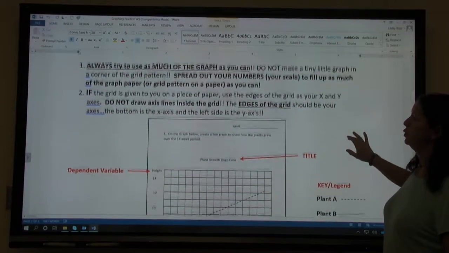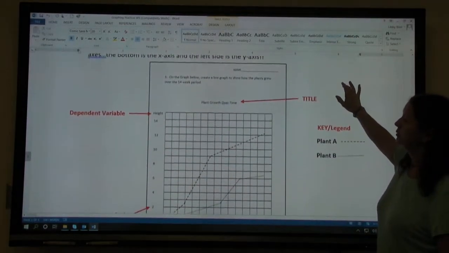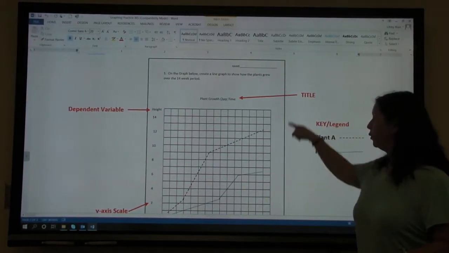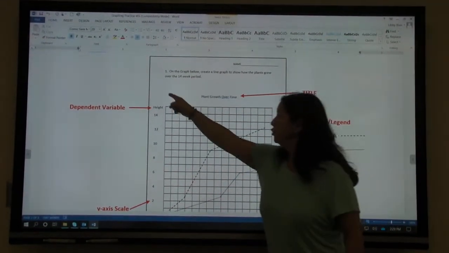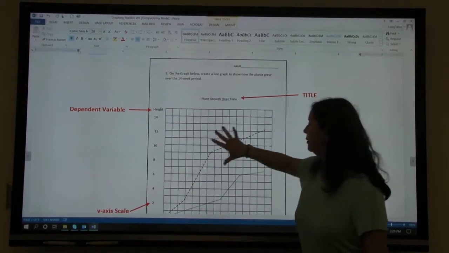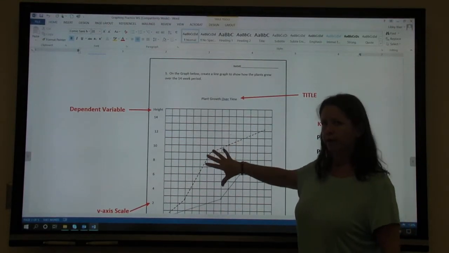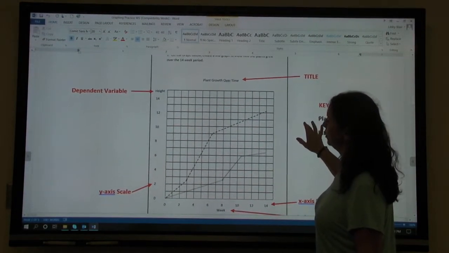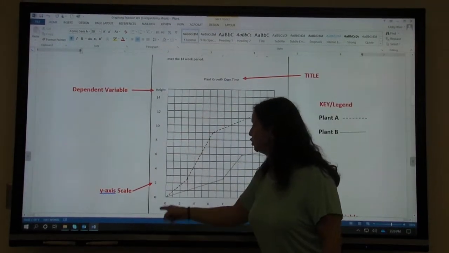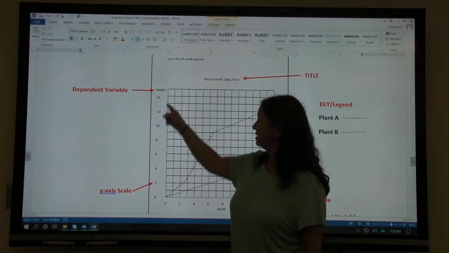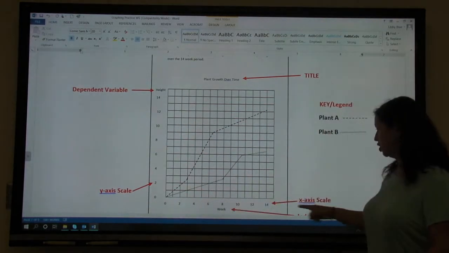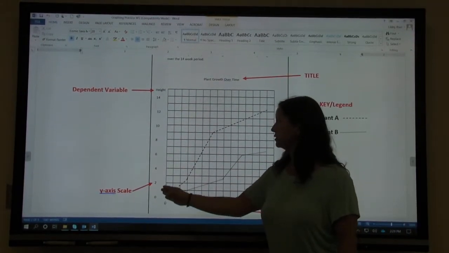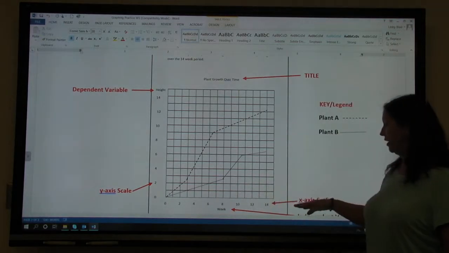If I give you a piece of notebook paper or printer paper that has a grid already drawn on it, use the edges. Do not come inside this grid and write numbers. Use the edges, okay? So you would go out here to put your y-axis. You would go down here to put your x-axis. Your scales are outside the edges of the squares.